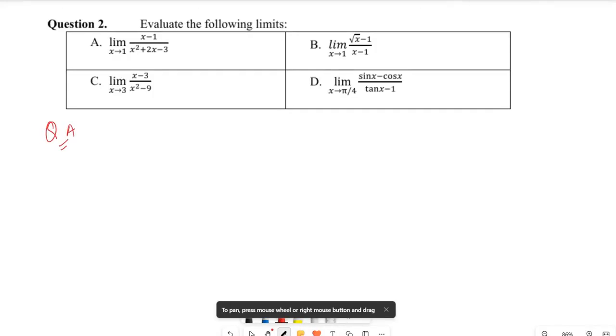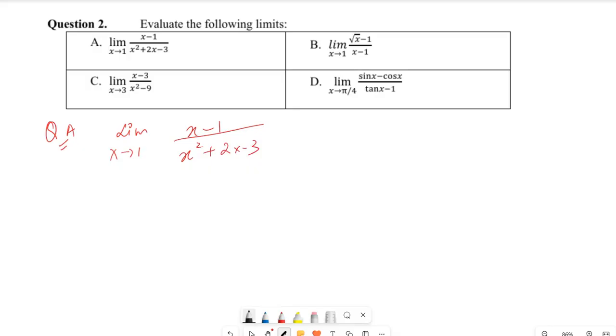Here are some limit problems. Let's try the first one. Limit as x approaches 1 of (x minus 1) by (x squared plus 2x minus 3). So the first step I would suggest you try is plugging in.